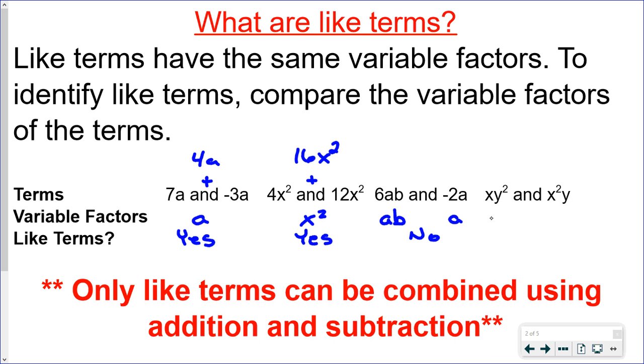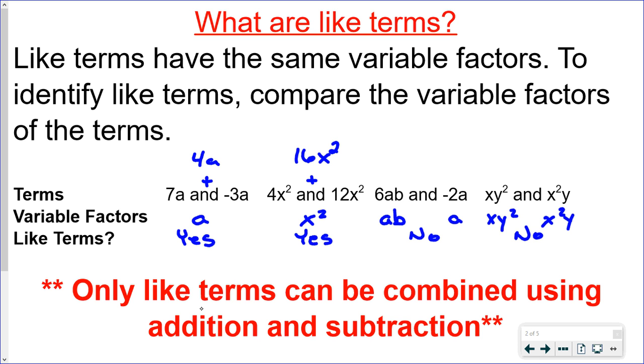The next two terms, the first one is xy squared, and the second one is x squared y. Those are not the same, so the answer is no, those are not like terms, and I could not combine them. So it has to be the same variable, and if there's exponents, it has to have the same exponents. So if you go back to this example here, if one of these was x squared and one of them was x, then they would not have the same variable factors, and I could not combine them together.